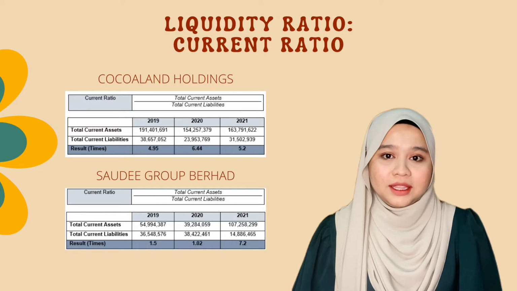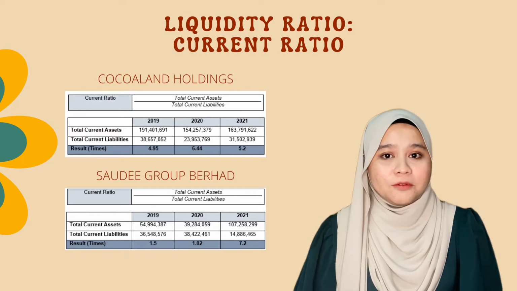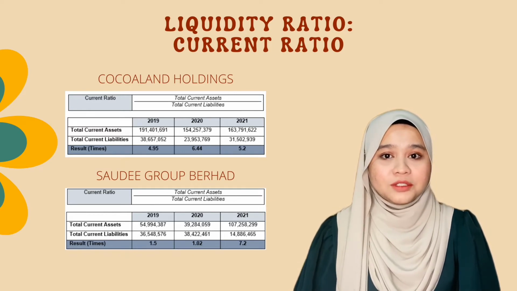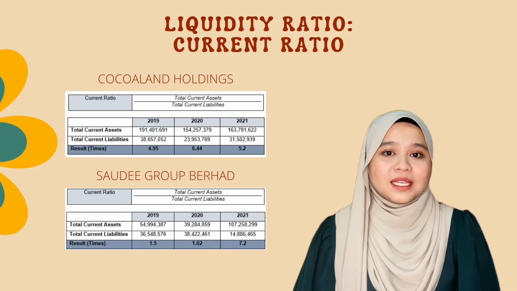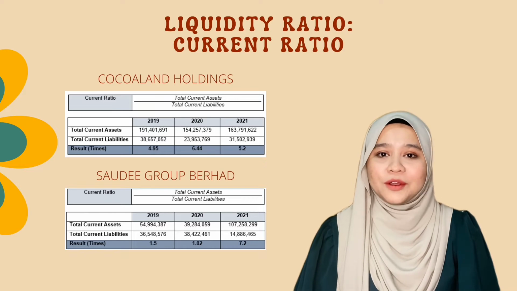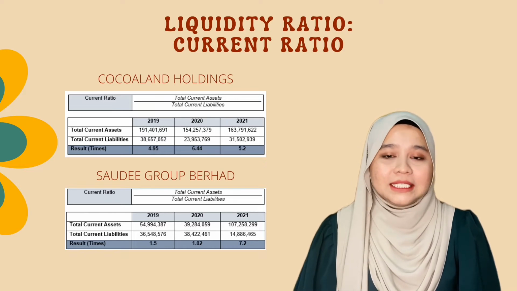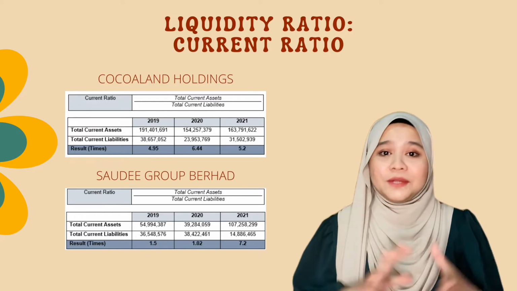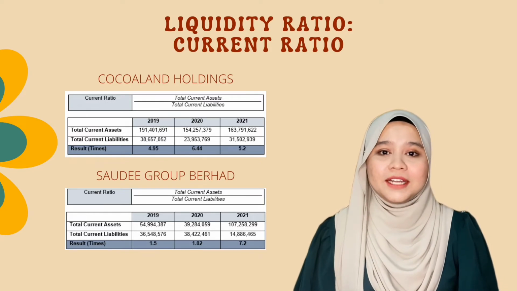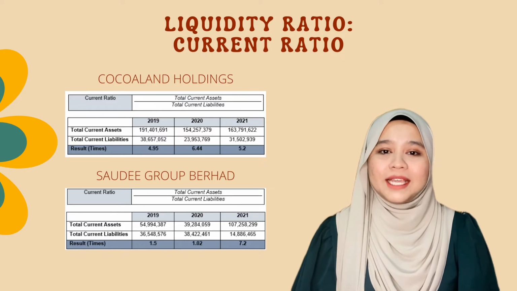In 2020, Kokwalin got 6.44 times and Saudi Group 1.02 times, and at the end of year 2021, Kokwalin got 5.2 times, meanwhile Saudi Group got 7.2 times. Both of these companies had a current ratio more than 1, which means they are doing well in running their business financial account and can meet their short-term obligations.